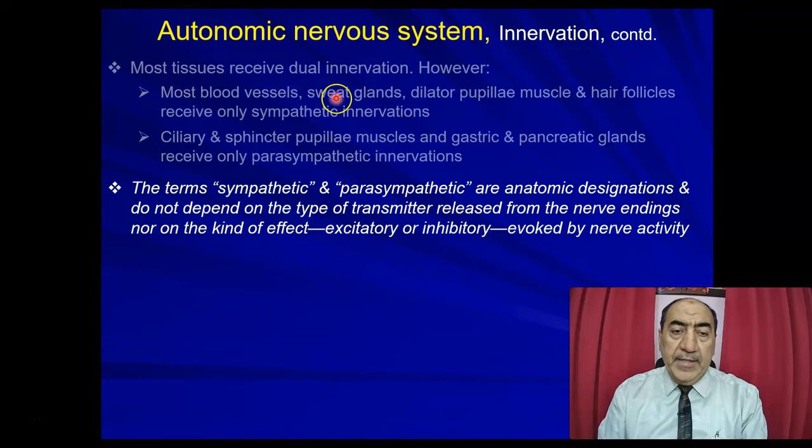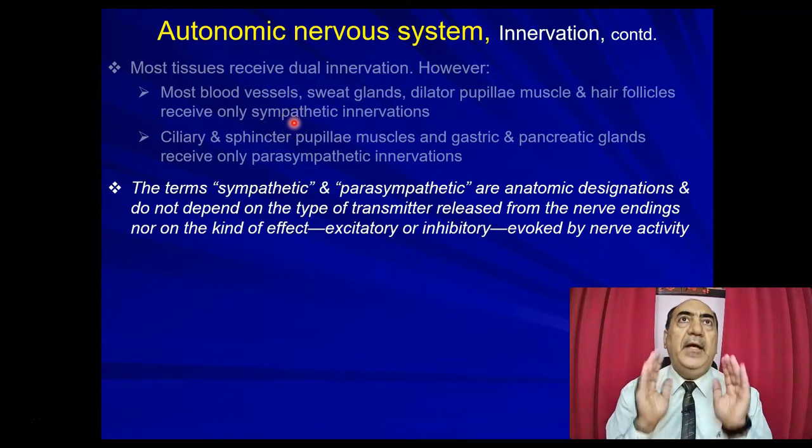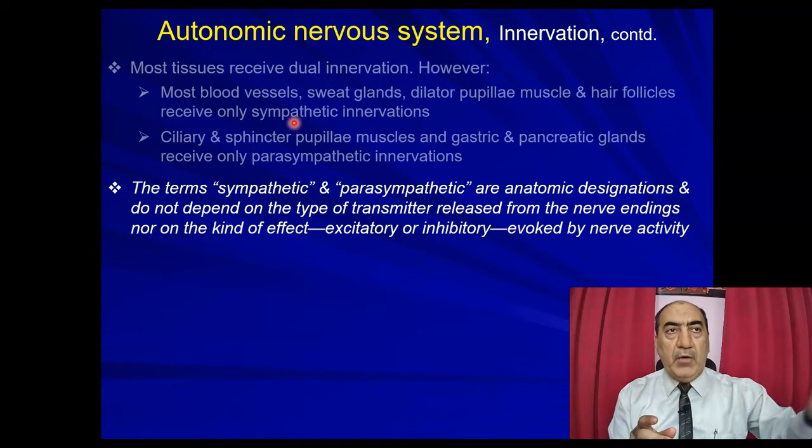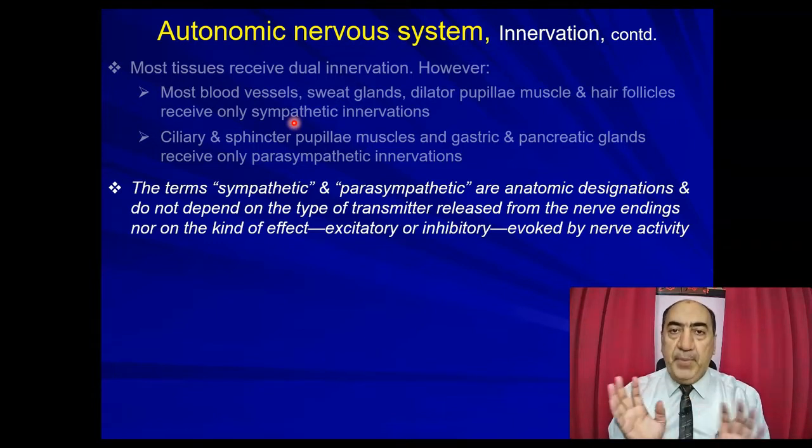This is a very important caveat. When we say sympathetic or parasympathetic here, we mean anatomically. If it is thoracolumbar, it is sympathetic. If it is craniosacral, it is parasympathetic. I don't care about the function, I don't care about the transmitter, I don't care whether it's excitatory or inhibitory. The main criterion is the innervation. Please keep this in mind, because this causes confusion to many students.